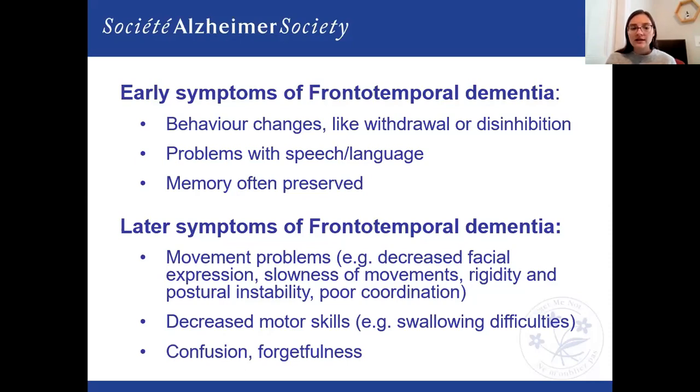Later on, we would see more problems with movement, so maybe decreased facial expressions, not being able to show a full range of emotions on their face, slowness of movement, that rigidity, those stiff muscles that Chris was talking about, and poor coordination. As time goes on, you might see decreased motor skills, so difficulty swallowing. And then in those later stages of frontotemporal dementia, that's when you'd see the confusion, forgetfulness, and things like that.